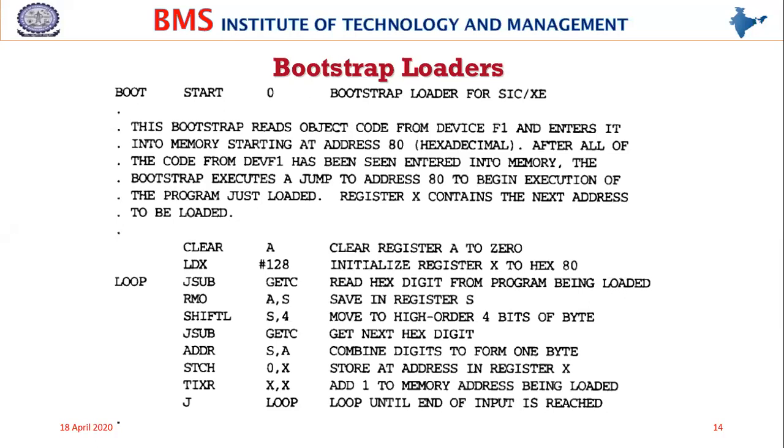That means we are going to the next consecutive location starting from 80 hex. You can see that LDX #128 is loading the 80 hexa, which is the starting address of the place where the operating system is supposed to be loaded, and we are comparing it with that, and just going to the next iteration of the loop. In this way, we'll be reading character by character, converting it into the hexadecimal character representation, and keep on storing it in consecutive memory locations starting from 80 hex.